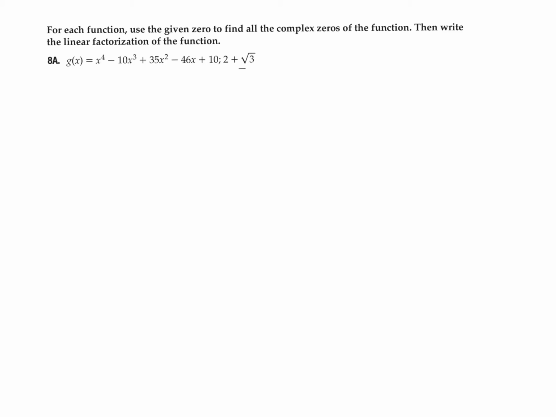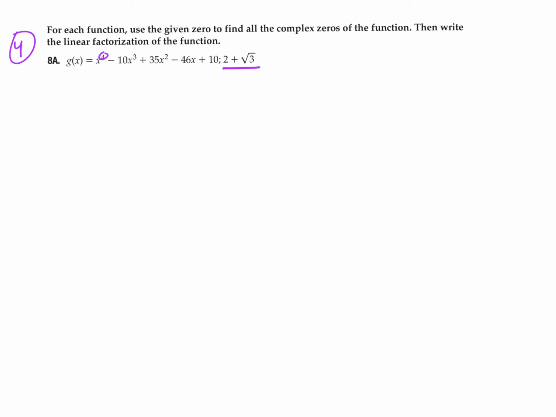Alright, so this is kind of the last thing we're doing, and it will take a little bit of time, so just bear with me. But we can do this. It says, for each function, use the given 0 to find all the complex zeros of the function. Then write the linear factorization of the function. So really what we're trying to do is factor this all out. We're trying to find all of its zeros. And we're trying to write it in its factored form. Thankfully for us, they did give us this 0 right here. And since this is degree 4, we know that we need to have 4 of them.